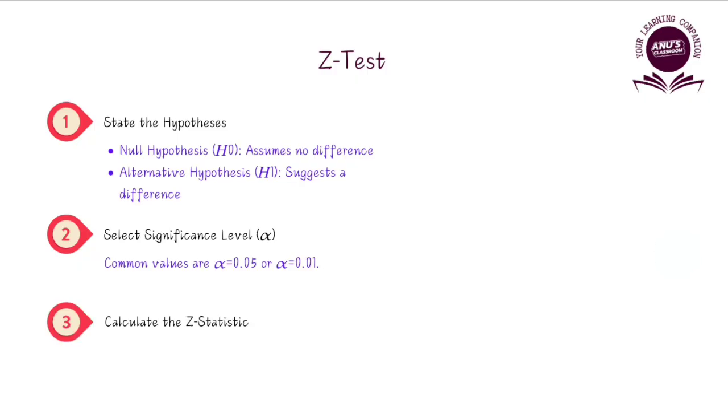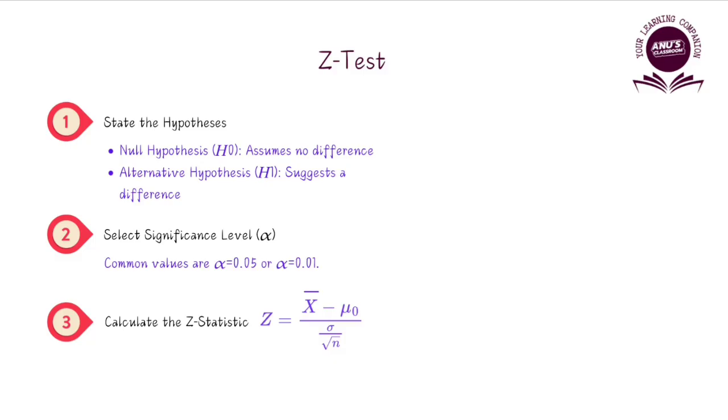Then the third step is to calculate the z statistic. The formula is z equals x bar minus mu 0, divided by sigma over the square root of n. Here x bar is the sample mean, mu 0 is the hypothesized population mean, sigma is the population's standard deviation, and n is the sample size. Using this formula with all these values, we can calculate our z statistic.